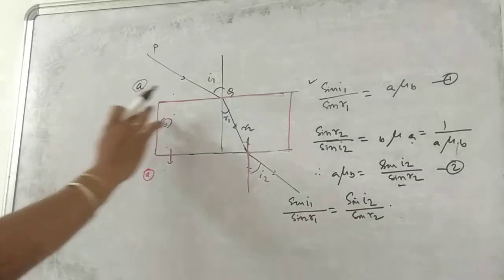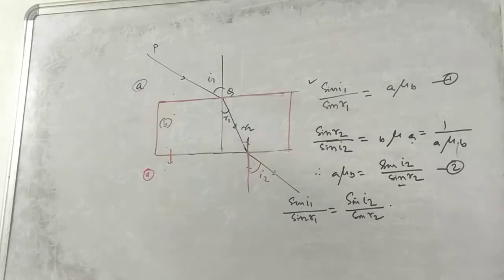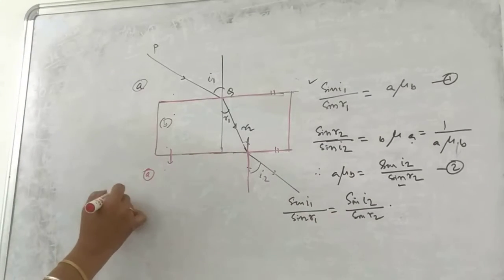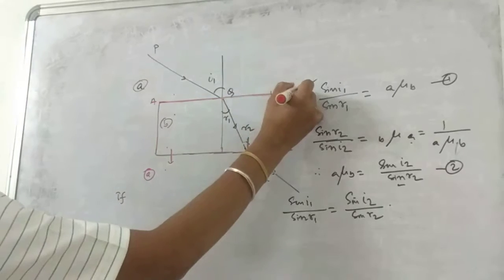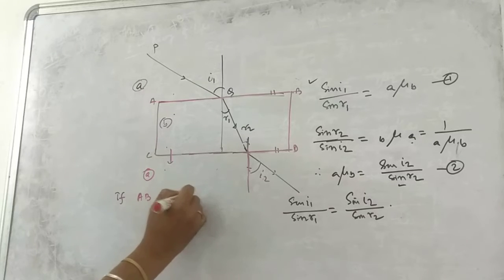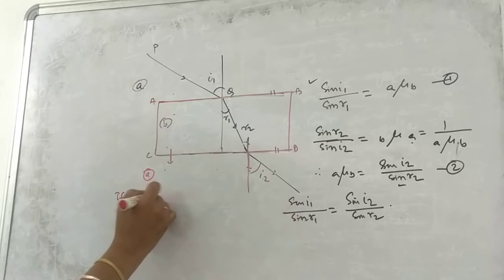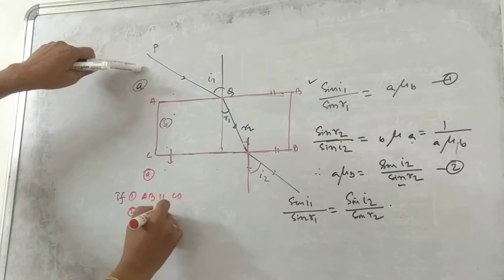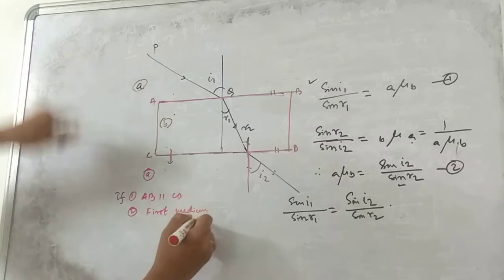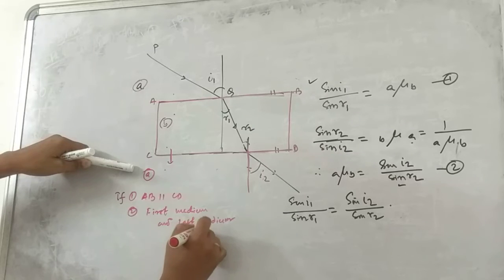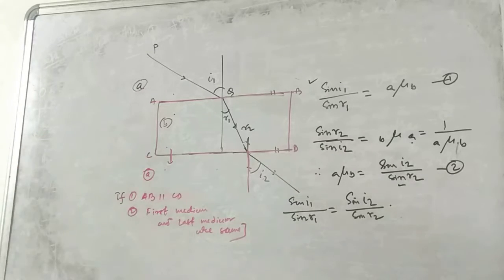Now, these two surfaces are parallel. This is our first condition: if AB and CD are parallel. And the second condition is that the first medium and the last medium are the same.